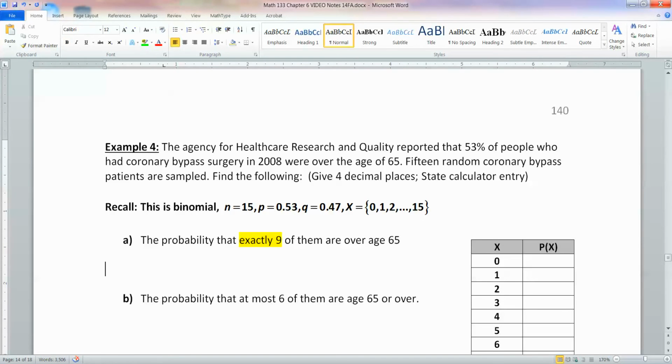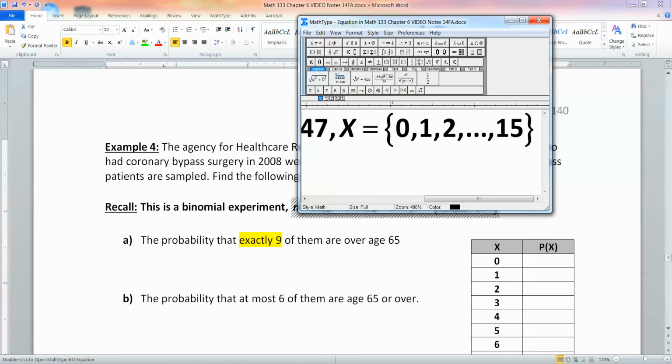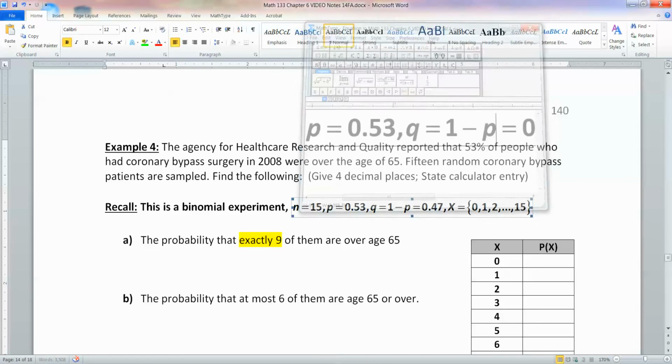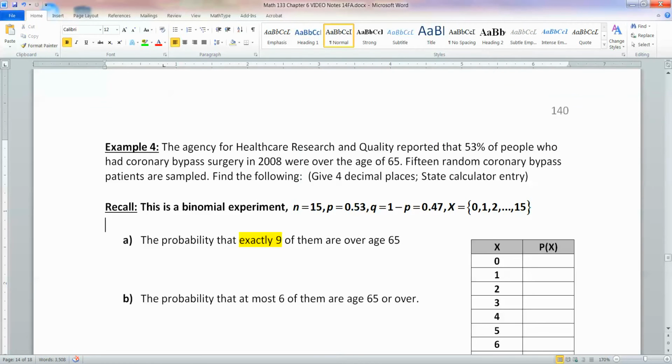All right, I drew in a couple visuals for us. This is the same probability experiment that we talked about a few pages ago. You have 53% of people who had coronary bypass surgery in 2008 were over the age of 65. 15 random coronary bypass patients are sampled. Find the following. So remember, we learned a couple pages ago that this is a binomial experiment, where n is 15, p is 0.53, q, which is 1 minus p, is 0.47, and then x can be anywhere from 0 to 15.